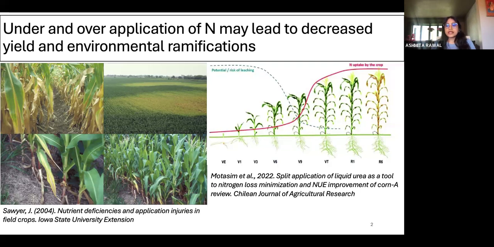Nitrogen can be taken up by plants in two ionic forms, ammonium and nitrate. Nitrate, being a negatively charged ion, can get leached down the soil profile and can cause groundwater pollution and hypoxia in water bodies. Similarly, nitrogen can get lost from soil in gaseous forms, through ammonia volatilization or nitrous oxide emission as well.